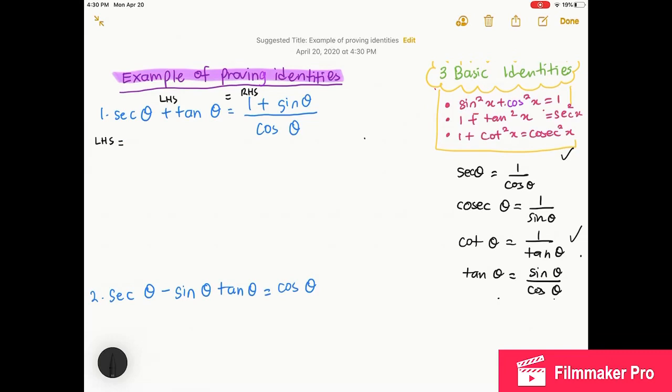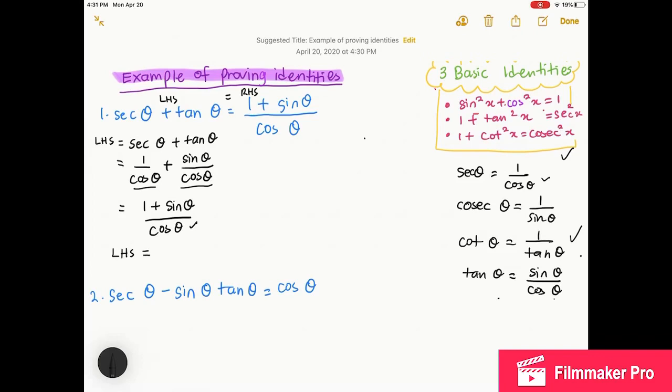So if I pick the left hand side, I rewrite the left hand side: secant theta plus tangent theta. Now, I know secant theta is equal to 1 over cos theta, so I rewrite 1 over cos theta. Tangent theta is sine theta over cos theta. Now, kids, both are already in the same denominator, so I just need to combine. When I combine, you can see that my left hand side is now equal to my right hand side. So, proved.